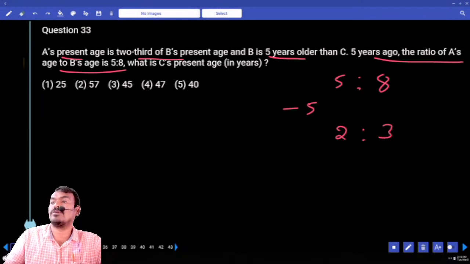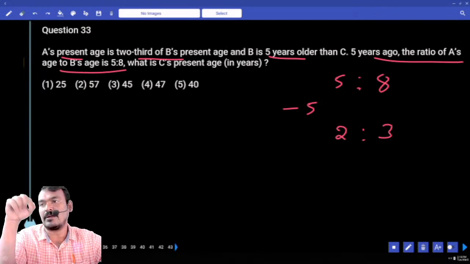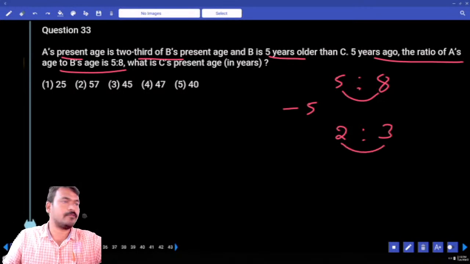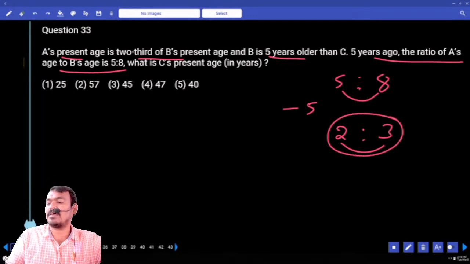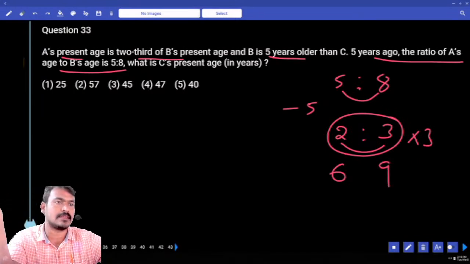2:3, or not? 2:3. Five years back it was 5:8, and at present it is 2:3. How many parts is the difference in the past? 3 parts. But at present, the difference is 1 part, or not? Then the present ratio is multiplied by 3 times or 4 times? 3 times. 3 twos are how much? 6. 3 threes are 9, or not? Either 2:3 or 6:9, both are the same, or not?